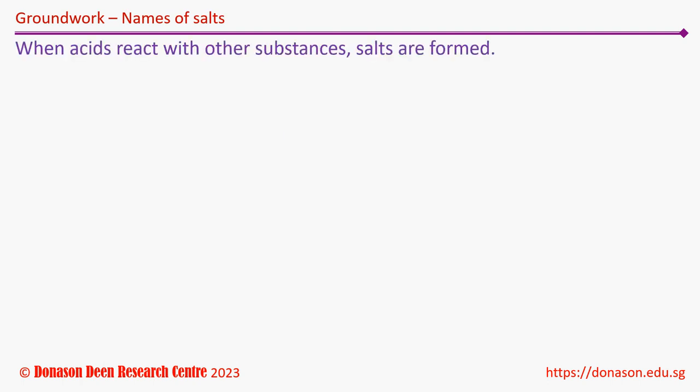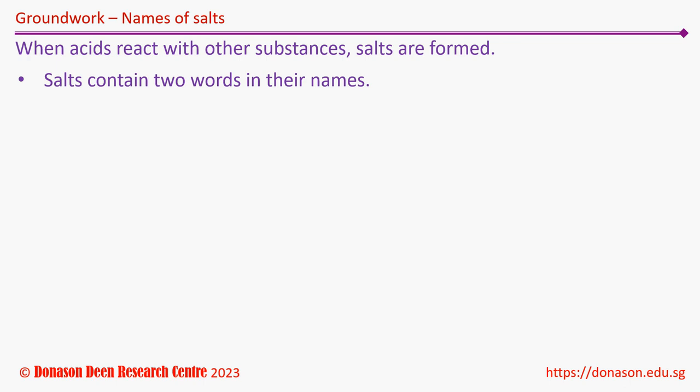When acids react with other substances, salts are always formed. For example, if an acid reacts with a metal, you're going to get a salt and hydrogen gas. So salt is one of the products. If a metal reacts with a base, we're going to get a salt and water. Similarly, when acids react with metal carbonates, we're going to get salt, water and carbon dioxide. So once again, a salt is formed. So we need to know how to identify the name of the salt, and that's why this topic is important.